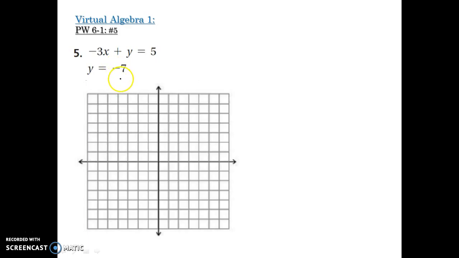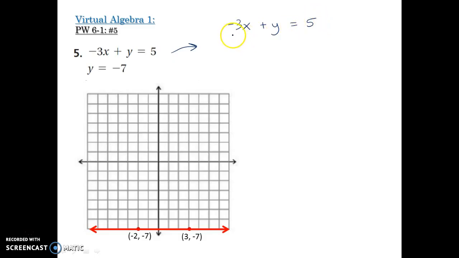So pick a couple x values like, I don't know, x equals 3. Over 3, the y value has to be negative 7, so down 7. If you pick x as negative 2, the y value still has to be negative 7. And so you see you got this horizontal line made up of all the points that have a y value of negative 7.